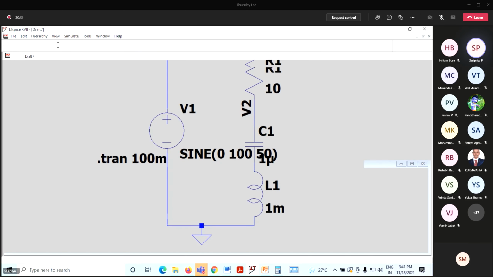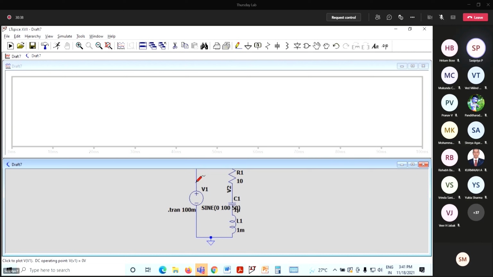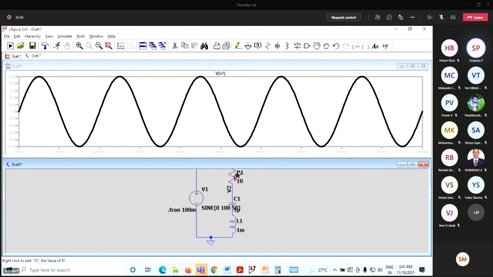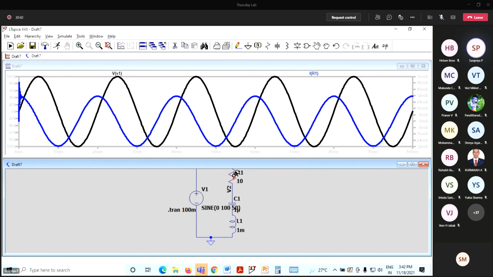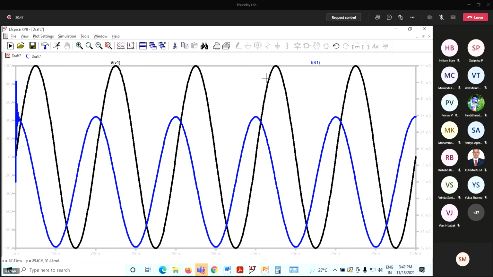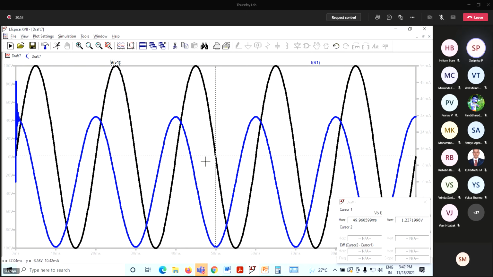Let me write that once again. Calculate voltage. Okay. So 1, 0.